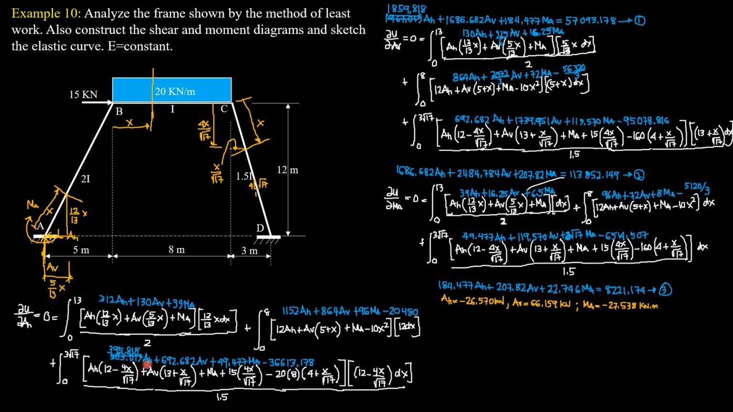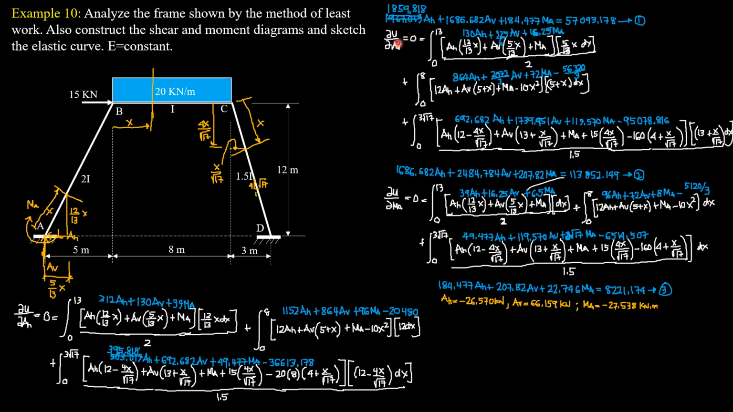So the value is 395.818 AH, for AV 692.682, then 49.477 MA, and for the constant, negative 36,613.178. Combining like terms, we'll have our first equation: 1859.818 AH plus 1686.682 AV plus 184.477 MA equals 57,093.178. Call that equation 1.